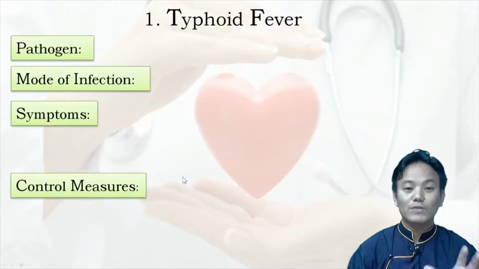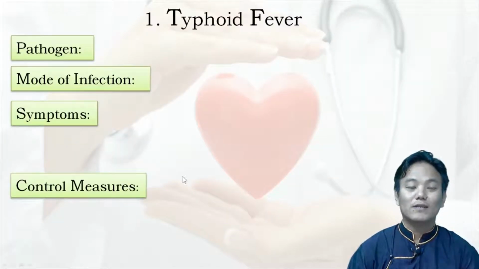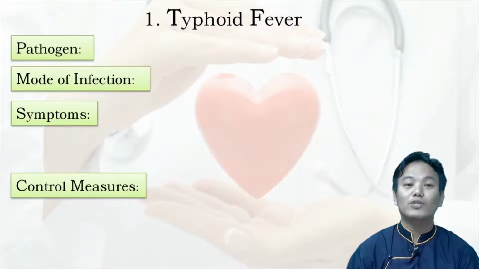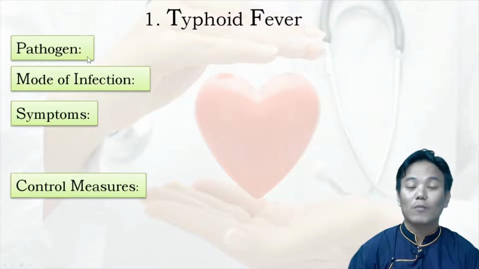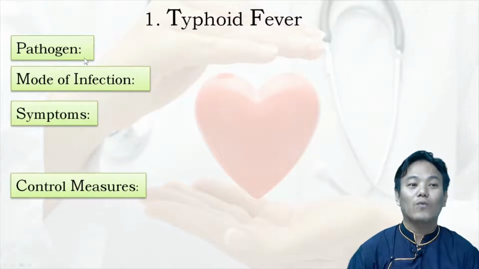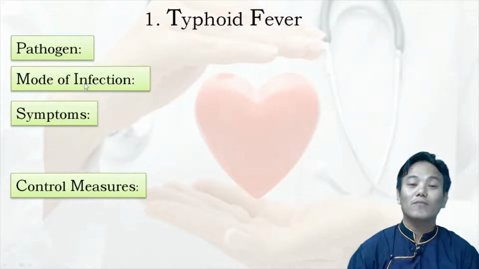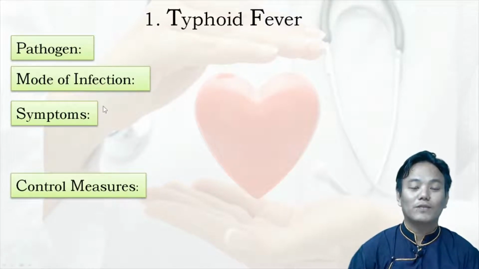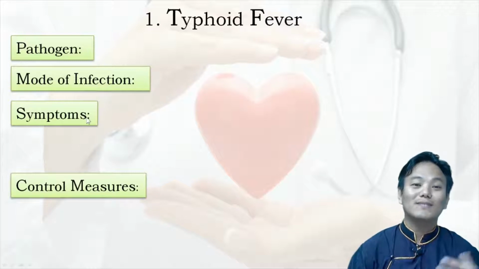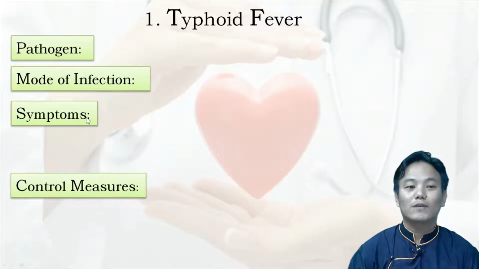Whenever you study a particular disease, what information is required? You have to know about the pathogen: what is the organism responsible for causing that particular disease? Then you have to know about the mode of infection, how that pathogen spreads from human to human. And then you have to know about the symptoms of that particular disease. It is quite significant.